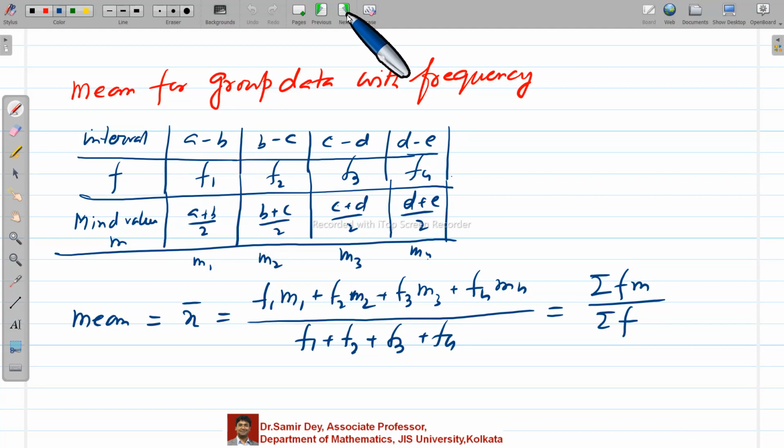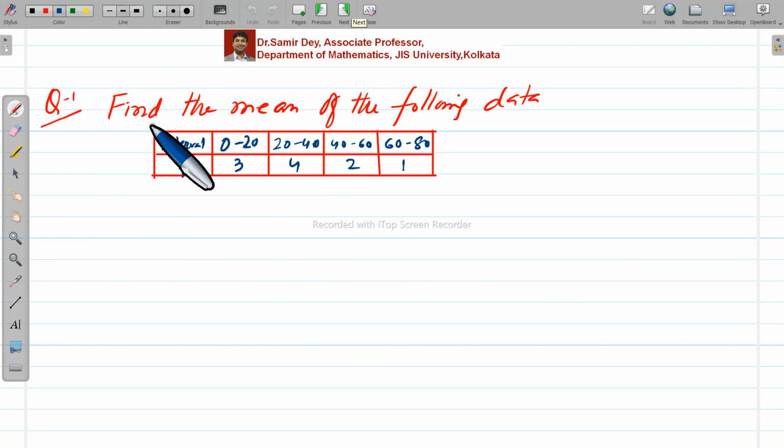Now I'll discuss an example. The question is, find the mean of the following data. Here you can see some intervals are given with corresponding frequencies: 0 to 20, 20 to 40, 40 to 60, 60 to 80, and the corresponding frequencies are 3, 4, 2, 1. Now try to understand the solution. First I will construct the table.